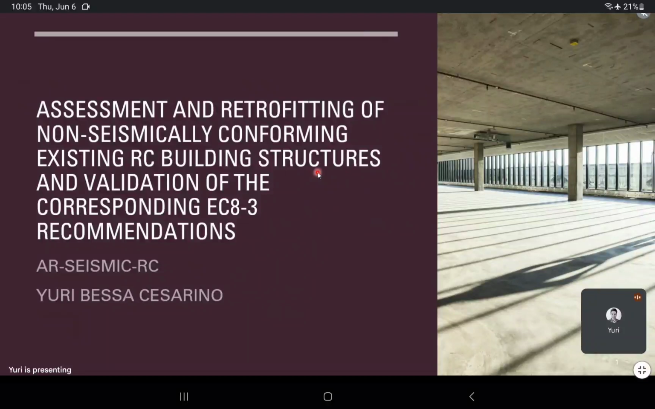Hello, everyone. Good morning. Today I'm going to present my research topic here at the FIOP. The main topic is concerned with the assessment and retrofit of non-seismically conforming existing reinforced concrete structures, and we are going to validate and check the Eurocode 8 Part 3 recommendations. When I'm talking about non-seismically conforming structures, we're pretty much talking about old structures.